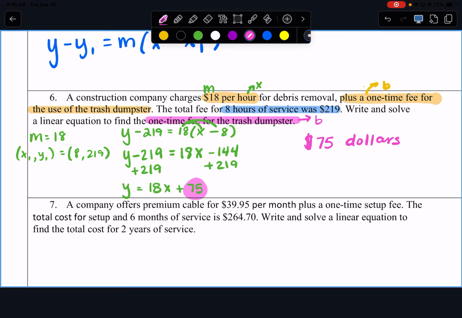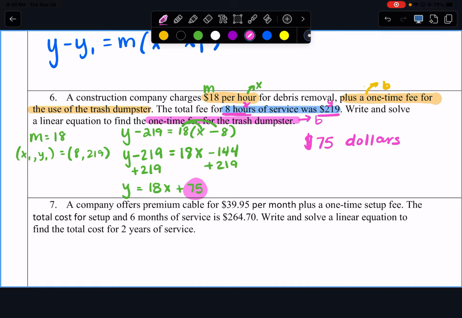If it's per hour, why wouldn't you have 8? What's the difference? The 8 is the x. So that's our x variable, and that is our y variable. I read it wrong. But yeah, so it's going to be $75 just for the dumpster, not counting the cleanup.